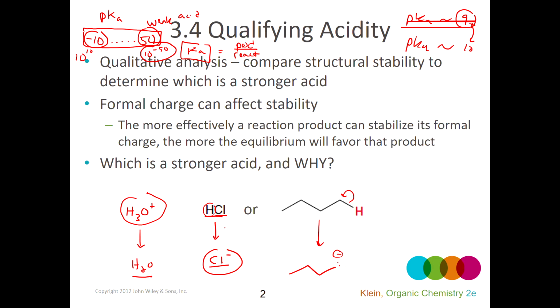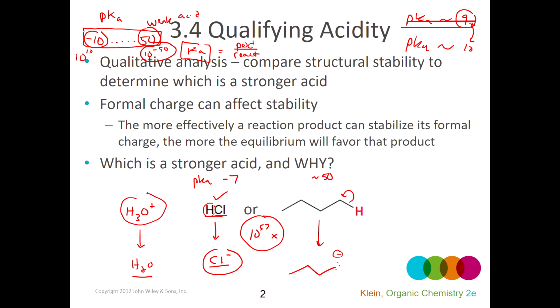So which is a stronger acid here? Well, clearly we know HCl is a much stronger acid. If we wanted to, we could look at its pKa value. That will really help us verify our predictions if the pKa values are known. The pKa value for this is about -7, and the pKa value for this is about 50. So the difference is 57 pKa units. Or in other words, HCl is 10 to the 57th times stronger than this butane molecule.